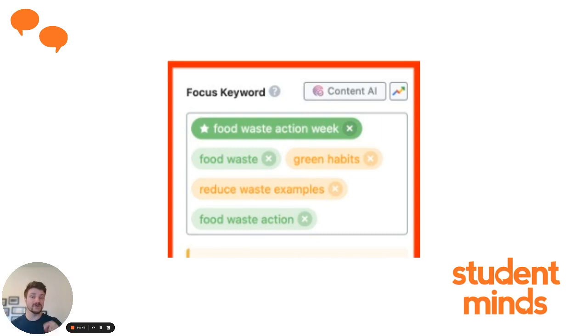But always remember, Google bypasses these keywords. So we're only adding them to the system to check that we're using these keywords consistently and effectively throughout our content. And the system can then flag any gaps.